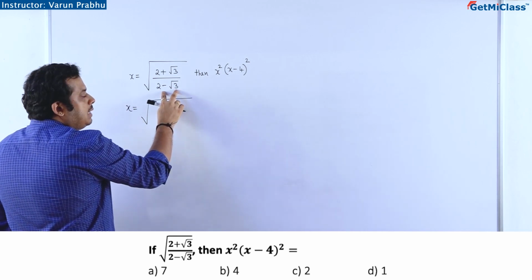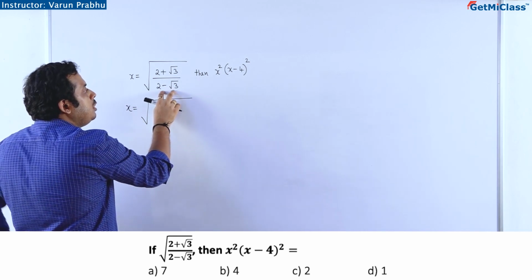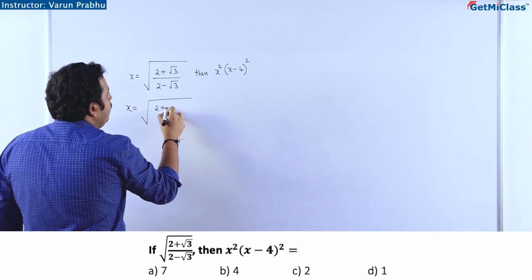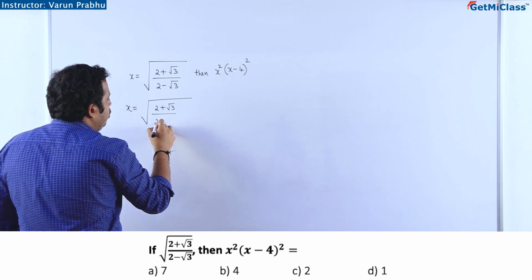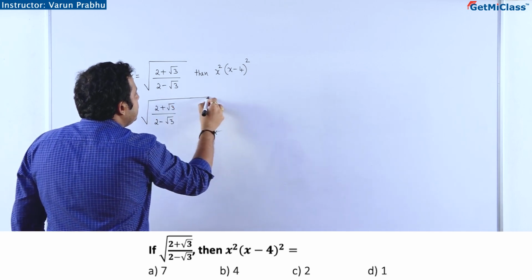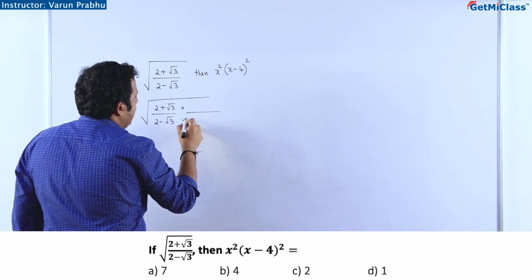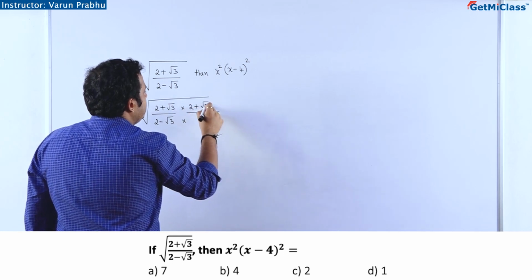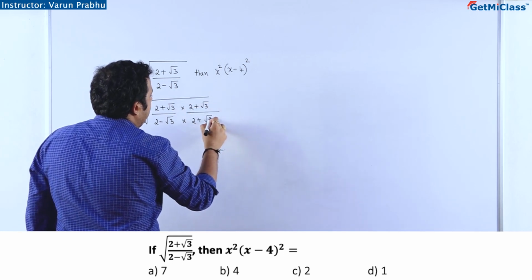See, in maths there is a convention, okay? Irrational number should not be in the denominator. If you go by this convention, then I'll say 2 minus root 3. Inside the square root only I'll rationalize the denominator. So I'll write here 2 plus root 3 and 2 plus root 3, correct or not?